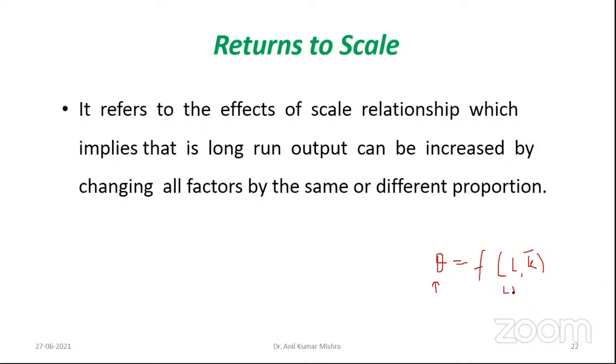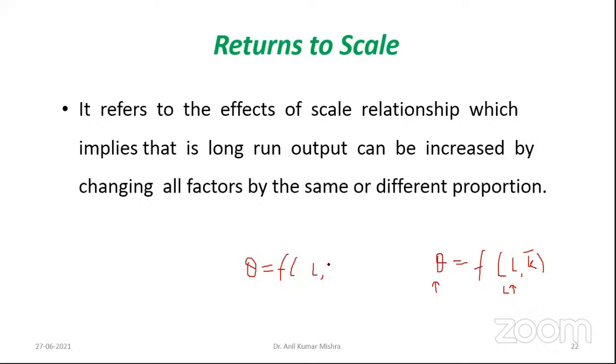Labor, the variable factor, must be increased. Therefore, it is called the law of variable proportions. But what happens in the long run? In the long run, all the input factors are variable. We already explained those things.